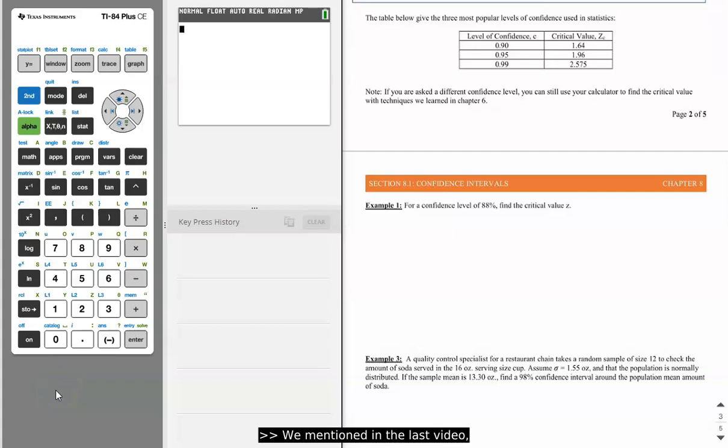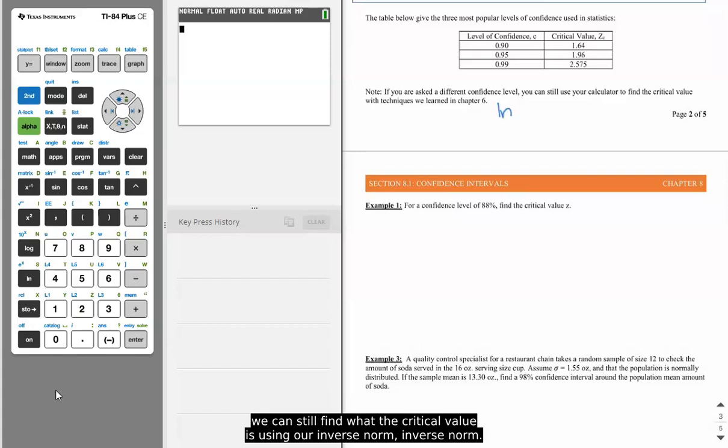So we mentioned in the last video, we started talking about what a confidence interval is, and then we left off with these critical values. The three most common levels of confidence are 0.9, 0.95, 0.99, and that corresponds to 90%, 95%, 99%. And so our critical values are there. Now, if it's not one of these, we can still find what the critical value is using our inverse norm.